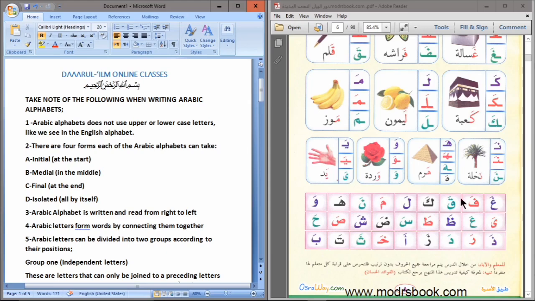So these are the letters also with the fatha that we discussed in the last class. This is ghain plus the fatha, gha. This is fa fatha, fa. This is qaf fatha, qa. And this will be ka, ka fatha, ka. This will be la, la.